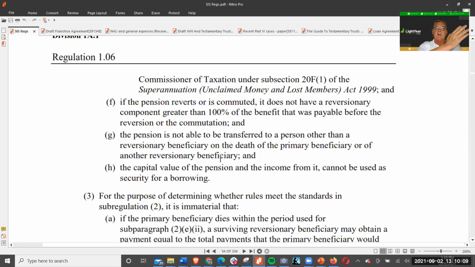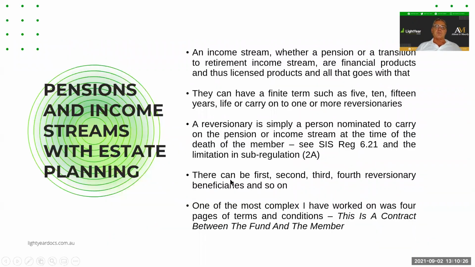So it goes from primary beneficiary to reversionary and then to another reversionary. That's what's contemplated under 1.062G. So that's where we've got this idea of multi-cascading pensions. So let's go back here, and as I said, there can be continuous pensions, there can be joint reversionary pension beneficiaries. As I said before, this all comes out of annuity law. I have seen a client, a legal client in South Australia, who did four pages of terms and conditions.